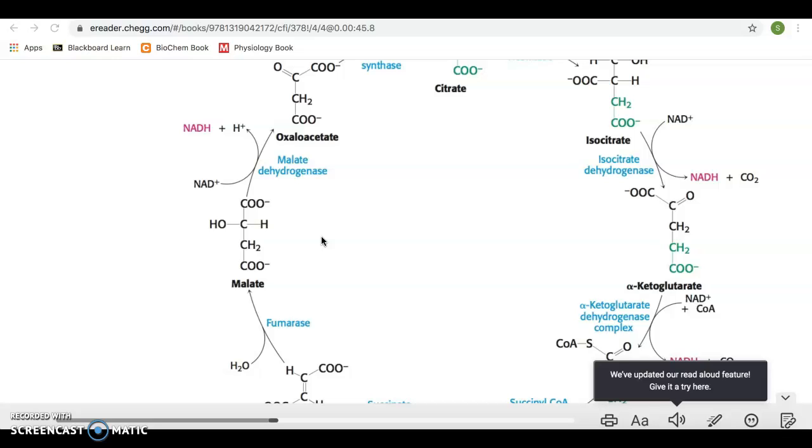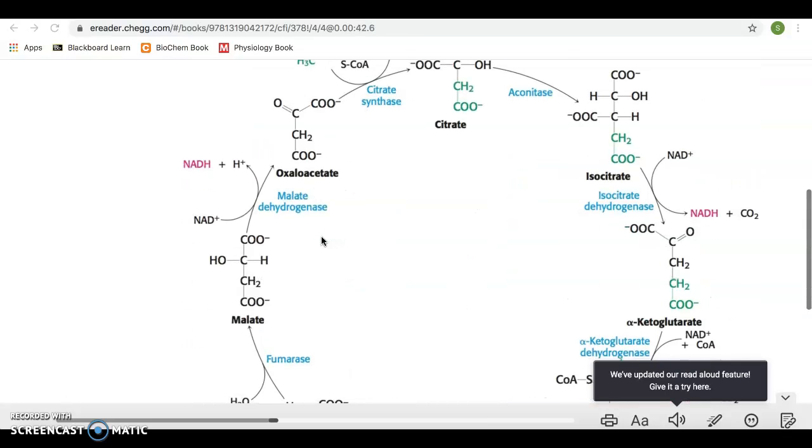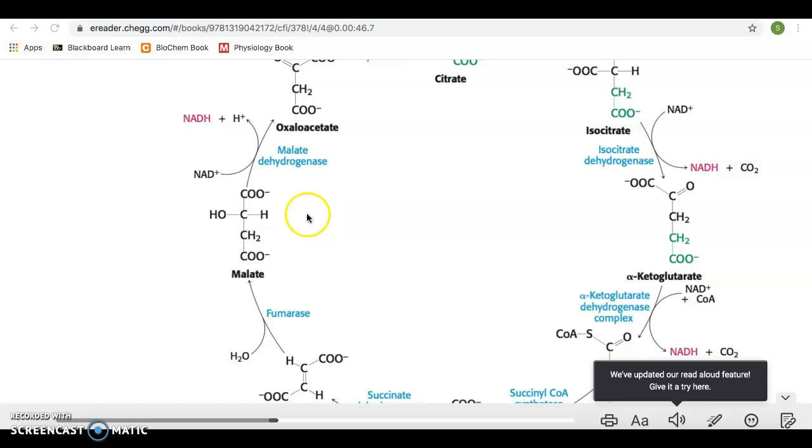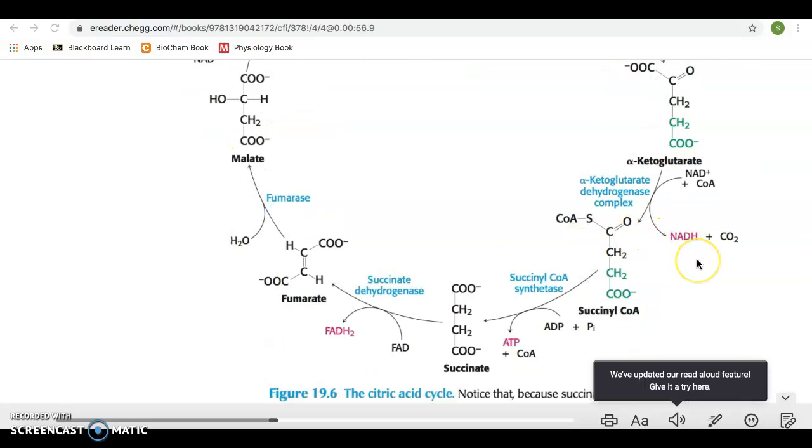But remember, this is from our single glucose, so we had 2 going into this cycle, so we multiply everything by 2, so we're getting 2 ATP, 6 NADHs, 1, 2, 3 times 2, 6, and 2 FADH2s.